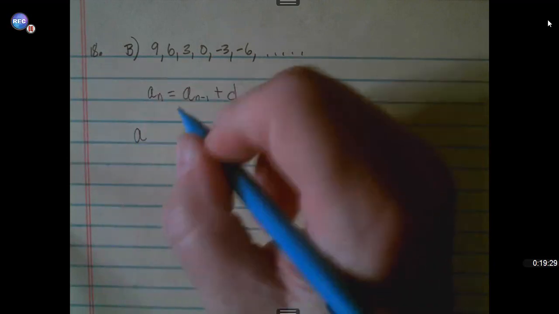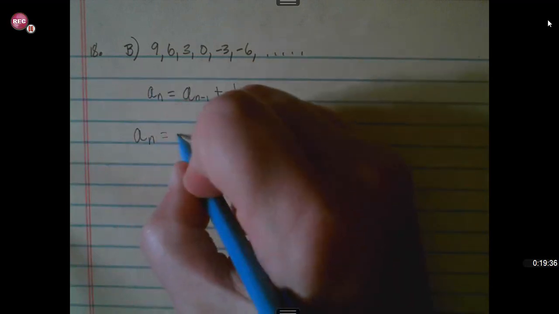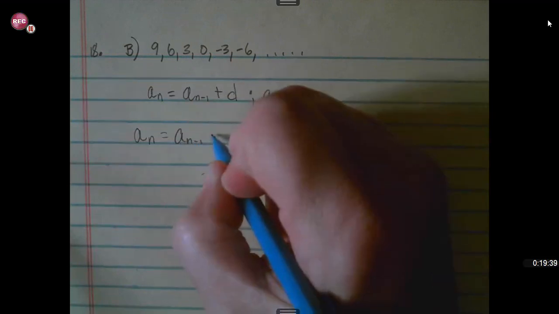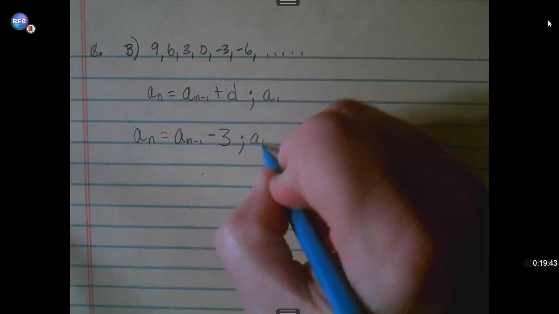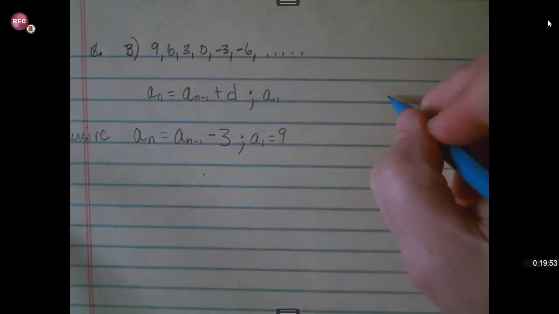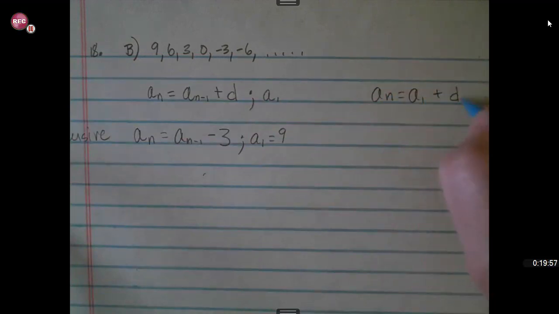So the recursive formula for this sequence. A series is actually a sum in a sequence, but anyway, a sub n equals a sub n minus 1 minus 3, and a sub 1 equals 9. So that's our recursive answer. Explicit is a sub n equals a sub 1 plus d times the quantity n minus 1.